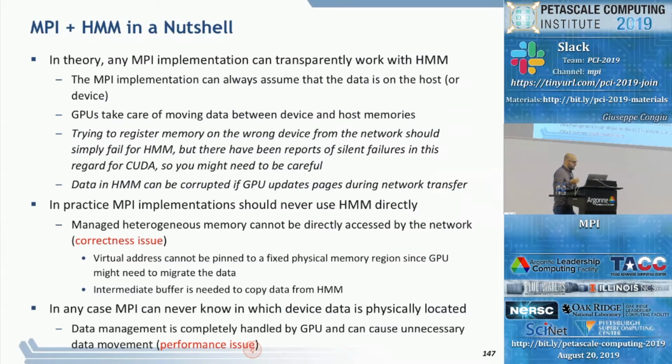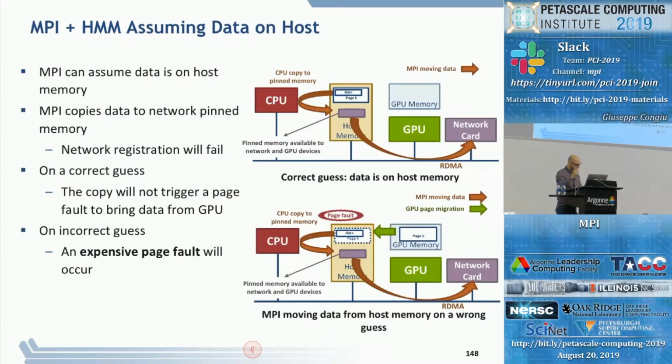This can cause correctness issues if you end up accessing data that is updated by the CPU at the same time. In any case, to avoid this type of problem, MPI can never work directly with heterogeneous memory and should always use a bounce buffer. So it will allocate a copy buffer into which data is transferred before it's sent by MPI. This is an example of how MPI can deal with heterogeneous memory management.